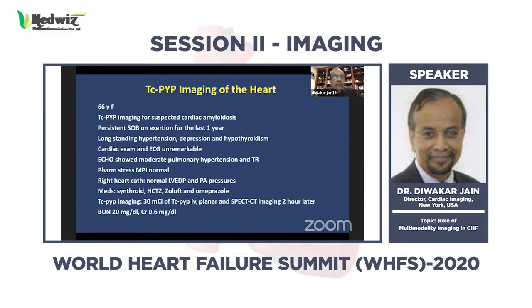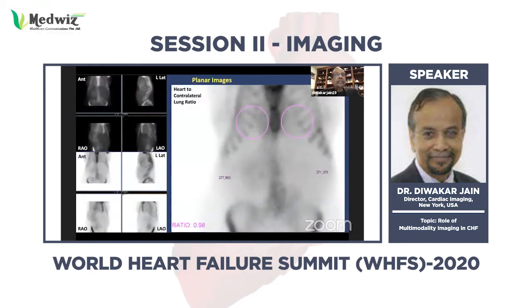So this is a case I'm showing, a 66-year-old woman whose complaints were persistent shortness of breath on exertion for the last 1 year, which was getting worse. She had long-standing hypertension, depression, hypothyroidism. Cardiac exam and ECG were unremarkable. Echo showed moderate pulmonary hypertension and tricuspid incompetence. Her stress test was normal. Right heart catheterization showed normal LVEDP and PA pressure, and she was suspected to have amyloidosis, and she was sent for amyloid imaging. Now, these are the images.